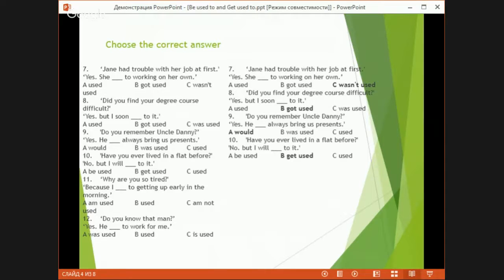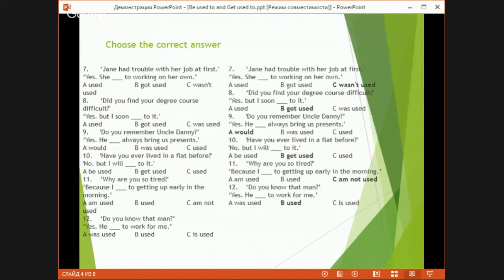Have you ever lived in a flat before? No, but I will get used to it. Why are you so tired? Because I'm not used to getting up early in the morning. Do you know that man? Yes, he used to work for me in the past.